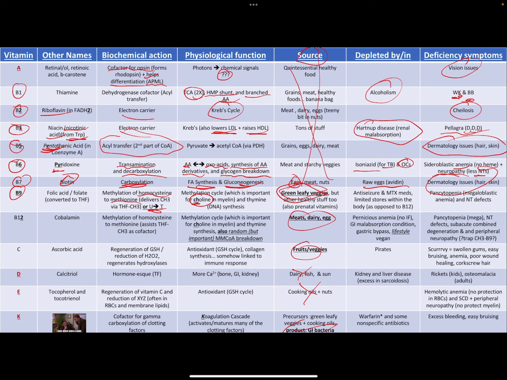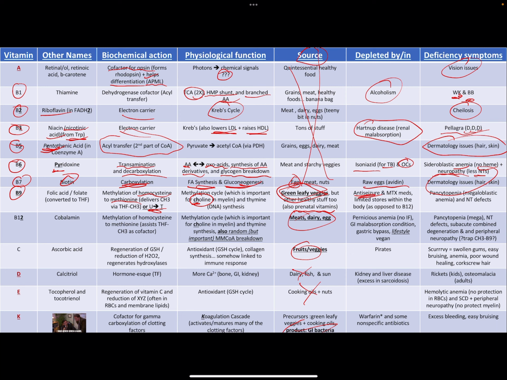Folate, foliage, green leafy vegetables. A lot of people take prenatal vitamins when they're pregnant because you're making a baby, so that requires a lot of cell division, apparently, right? One cell becomes 40 trillion cells. So we definitely need a lot of folate. That's why we take the things.